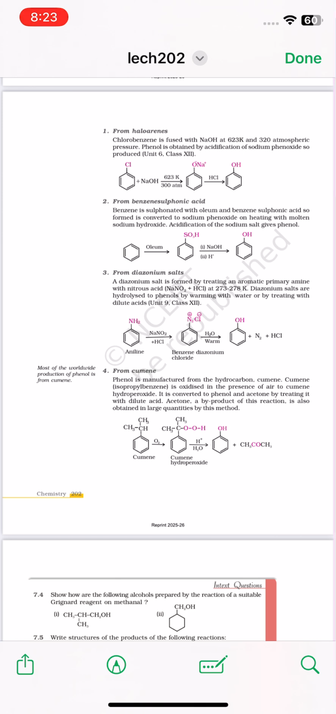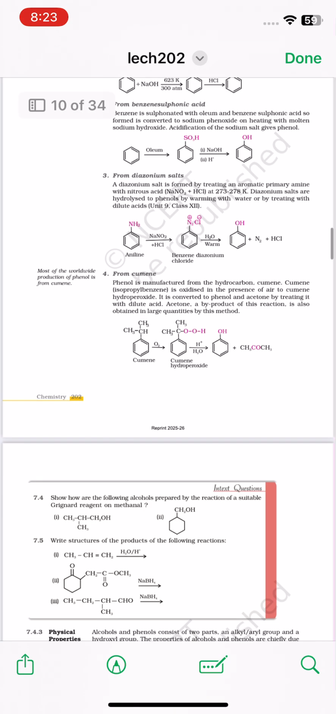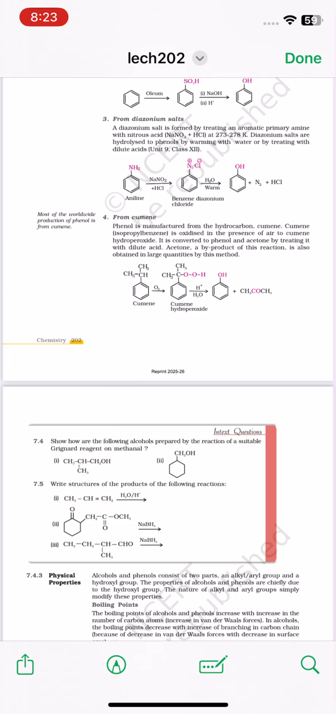Second, from benzene sulfonic acid. Benzene is sulfonated with oleum and the benzene sulfonic acid so formed is converted to sodium phenoxide on heating with molten sodium hydroxide. Acidification of the sodium salt gives phenol. Third, from diazonium salt. Diazonium salt is formed by treating an aromatic primary amine with nitrous acid, NaNO2 plus HCl, at 273 to 278 Kelvin. Diazonium salts are hydrolyzed to phenols by warming with water or by treating with dilute acids.